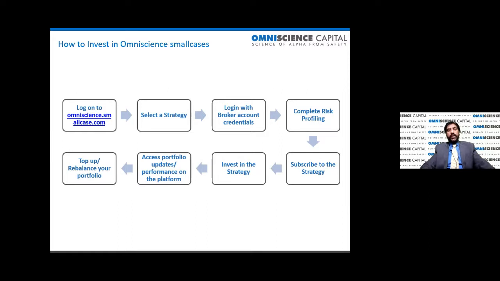And then on a regular basis, on the small case app as well as the website, the client will be able to see their portfolio performance and updates. And whenever there is a rebalance due, maybe once in 3 months or so, you can click rebalance. When you suggest more top-ups to the client, then he can do top-ups just with a click of a button. Okay, so this broadly is what it is.